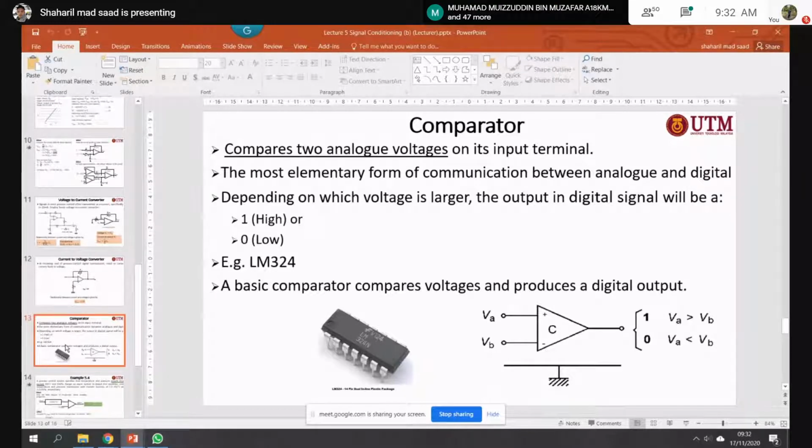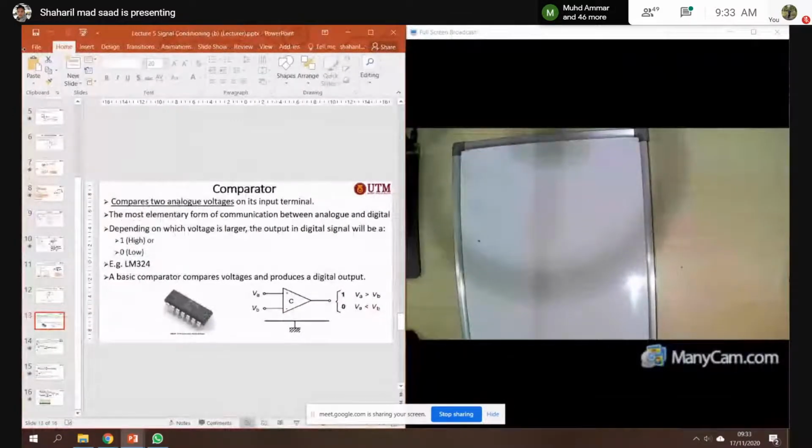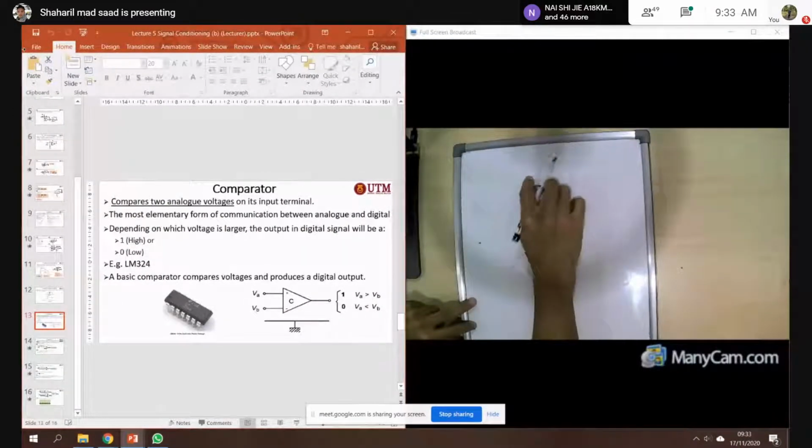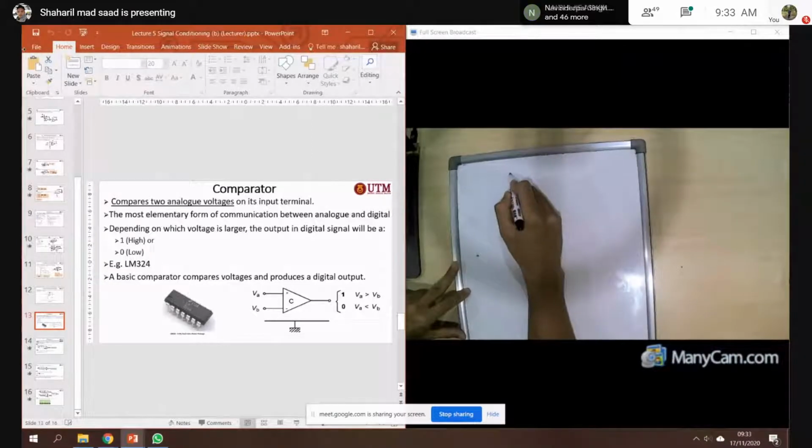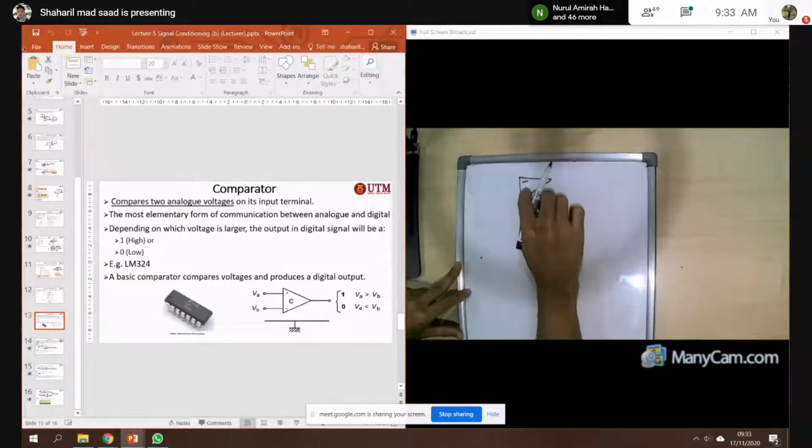The most important thing for your test one is the comparator. The comparator is used to compare two analog voltages at its input terminals. Normally we can use the comparator to make an alarm system. We can use the same op-amp. Now, this op-amp I always draw minus and plus, but for the comparator symbol, let's take plus and minus.